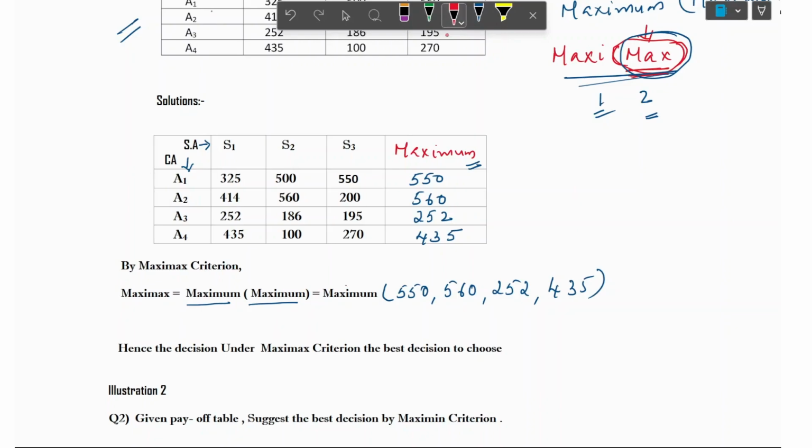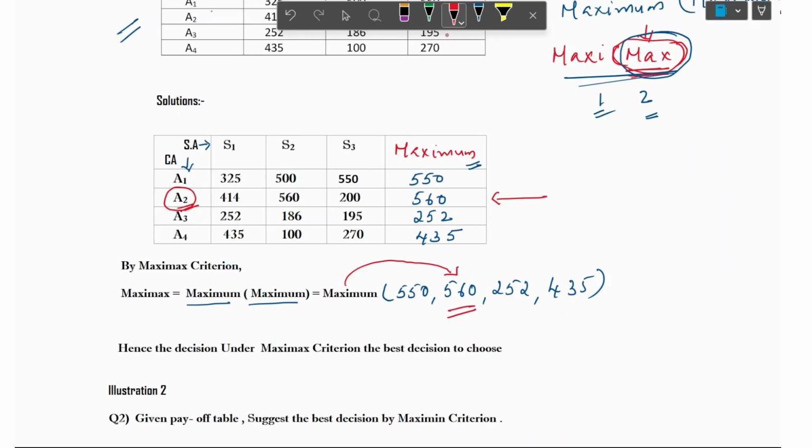Now see here, inside the bracket, the maximum value is 560, right? That means 560. It corresponds to which course of action? A2. That means you are going to select, or choose, the best decision, the best course of action, that is A2. This is your answer. This is the way you are going to complete it.